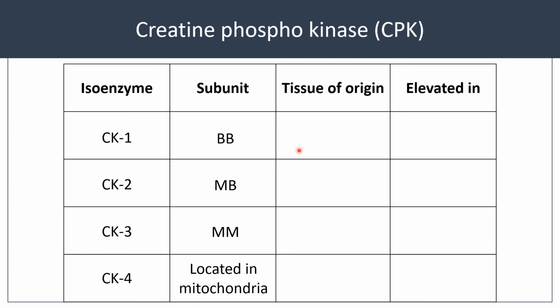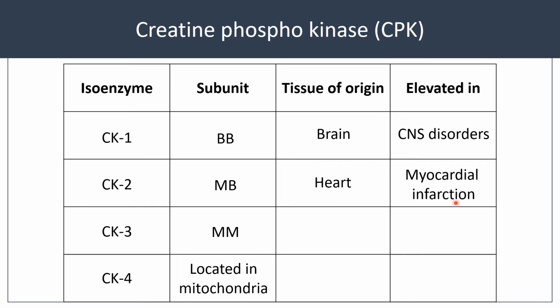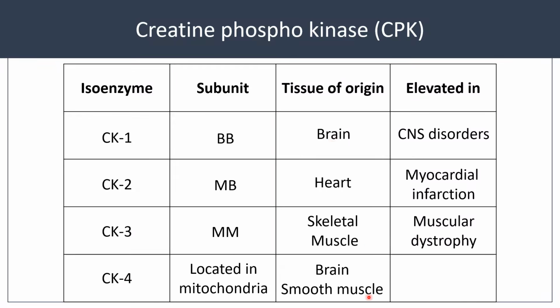CK1 is present in the central nervous system, that is in brain. So it will be elevated in CNS disorders. CK2 is present in cardiac tissues. So it will be elevated in myocardial infarction. CK3 is present in skeletal muscle. So it will be elevated in muscular dystrophy. CK4 is present in brain as well as in smooth muscle. So it will be elevated in CNS disorders.